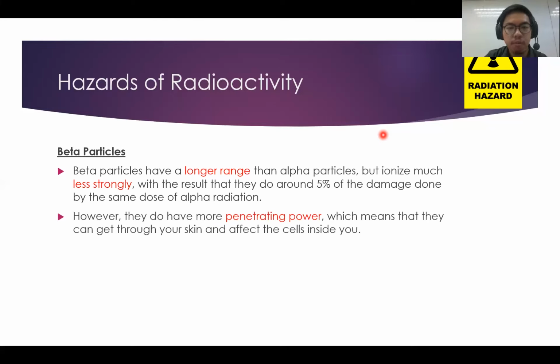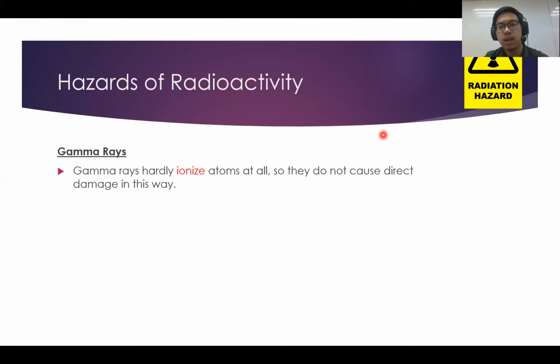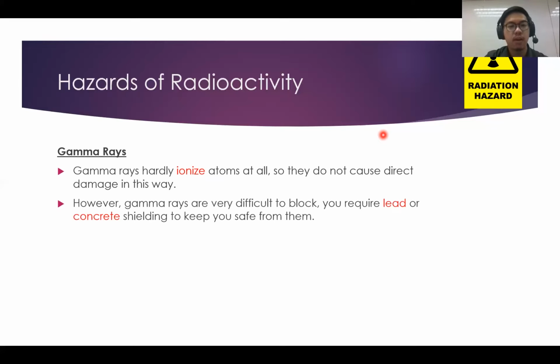However, they do have more penetrating power, which means that they can get through your skin and affect the cells inside of you. Now, gamma rays. Gamma rays hardly ionize atoms at all, so they do not cause direct damage in this way. However, gamma rays are very difficult to block. You require lead or concrete shielding to keep you safe from them.